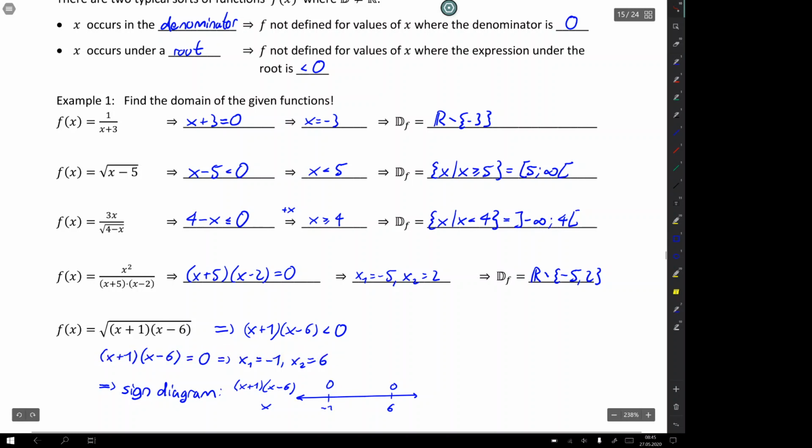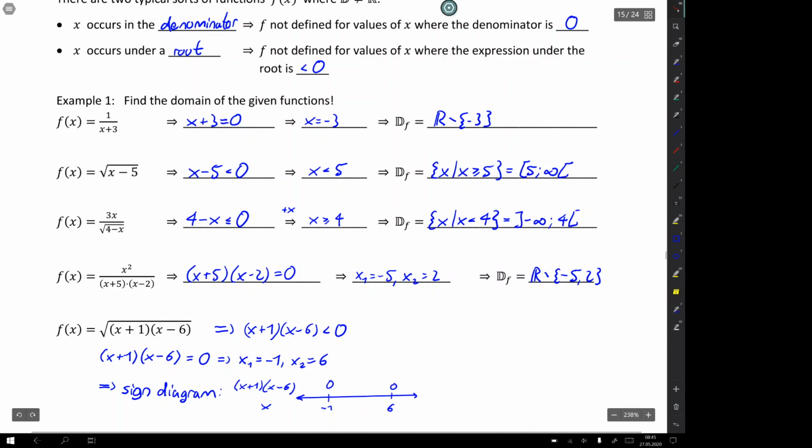Now we've separated the whole number line into 3 regions: the one to the left of minus 1, the one between minus 1 and 6, and the one above 6. What we know is that the expression will be always positive or always negative for the whole of each of these 3 regions. So we just have to find representatives for which we find out whether it is positive or negative, and then we know it for the whole region.